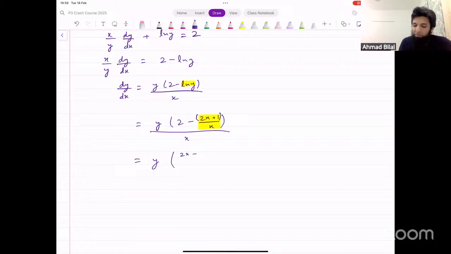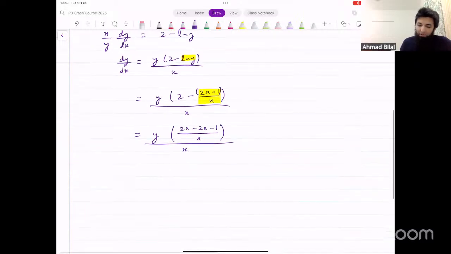So when you simplify this and take LCM, in the numerator, you would have 2x minus 2x minus 1 divided by x. And in the denominator, you have x. This x will go to the denominator, so it becomes y times minus 1. 2x and 2x get cancelled, divided by x squared. And that gives us minus y over x squared.